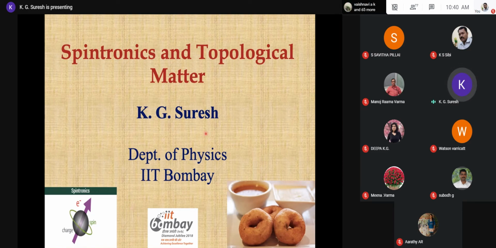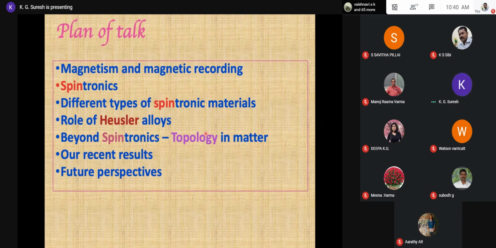So with this, let me give you the plan of my talk. I will give you a brief introduction to magnetism and magnetic recording. That's the only way I can start off. Then I will give you some ideas of spintronics and different kinds of spintronic materials, and the one set of alloys that I, or my group, have been working on for the last 10 years or so. Then, during the discussion of some of the results that we've obtained recently, I will switch over to the topological aspects, or topology in condensed matter. And then I will also try to give you an idea of why this is important and what the future perspectives are.